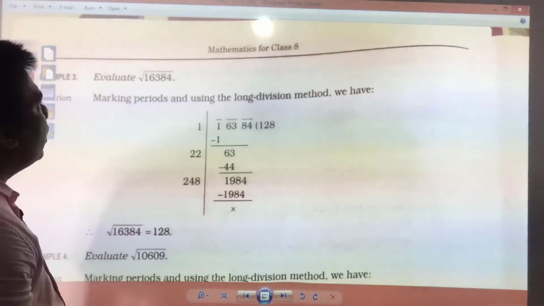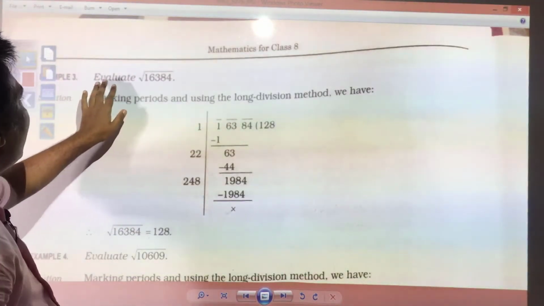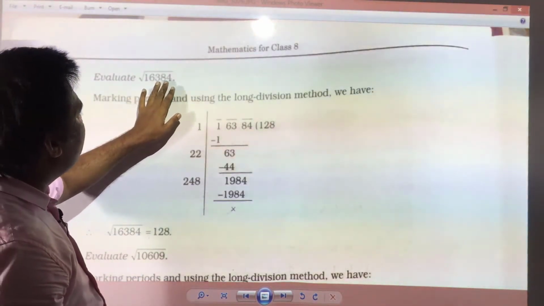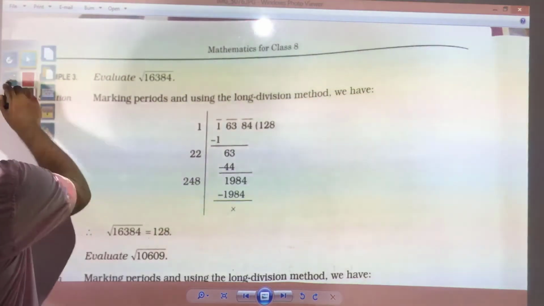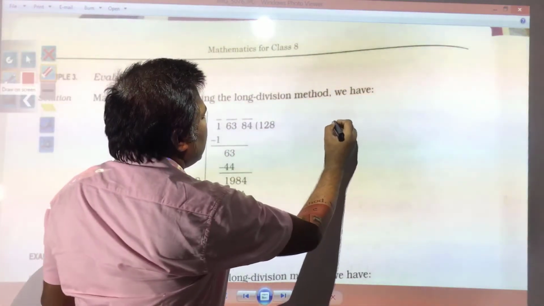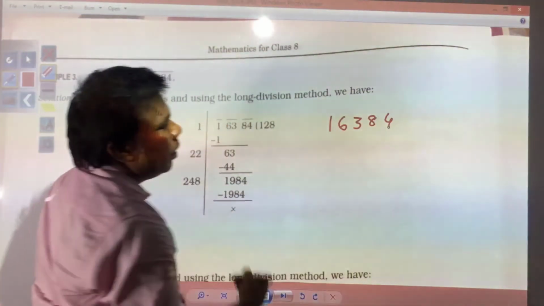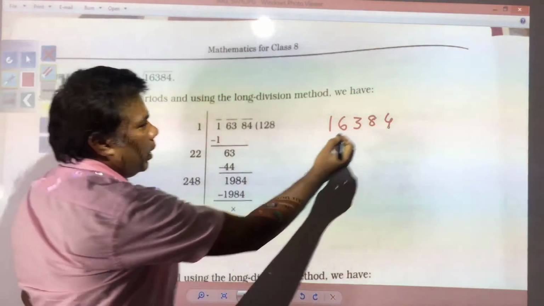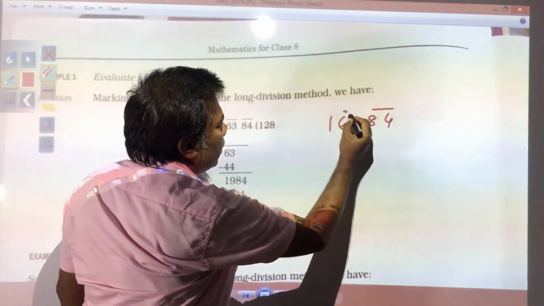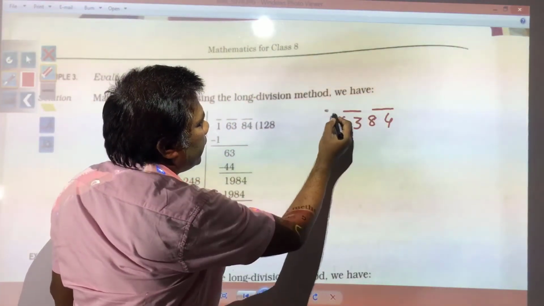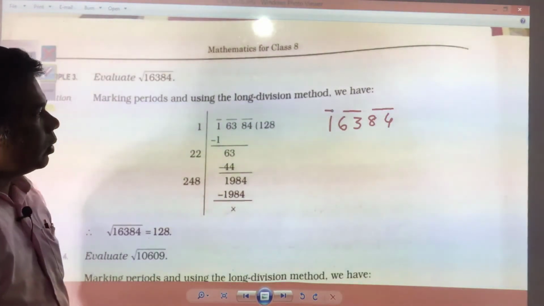Here you have the next example, evaluate the square root of 16,384. The same thing has been done here, you see. From the right side we need to make pairs, first pair, second pair, and this one is alone. So, three periods you have got.